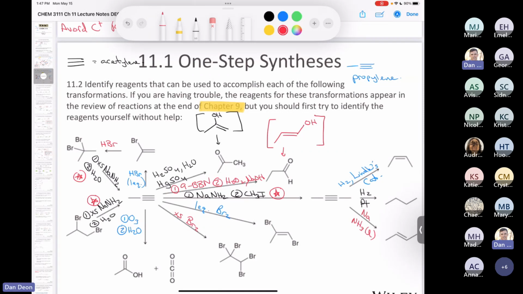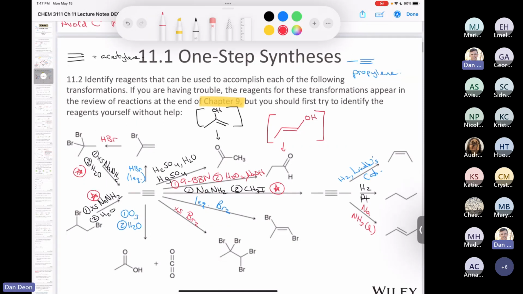So again, I'm not saying this to sound like a meanie or to try to intimidate you or anything like that, but if you want to be successful moving forward, you have to know these reactions frontwards, backwards, and sideways.